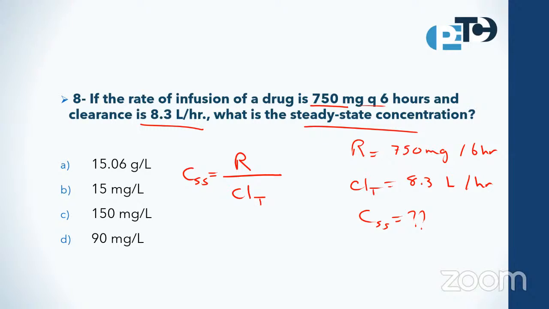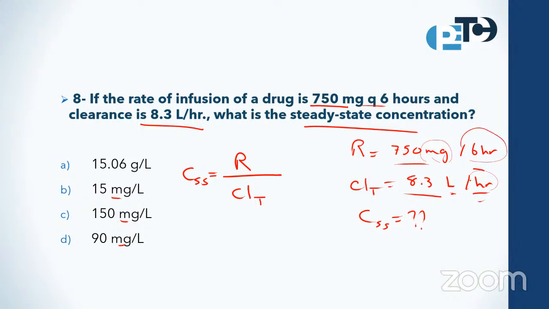So, can we divide 750 over 8.3 directly? It's not applicable. Why? Because the units are different. We should check the units. All the units should be the same. Here we have the units of weight by milligram or gram, mostly milligram, so let us take it as milligram. There is no problem here. The unit of the volume is liter, so there is no problem. The unit of time, here we have a difference. Here 6 hours, while here is hour.